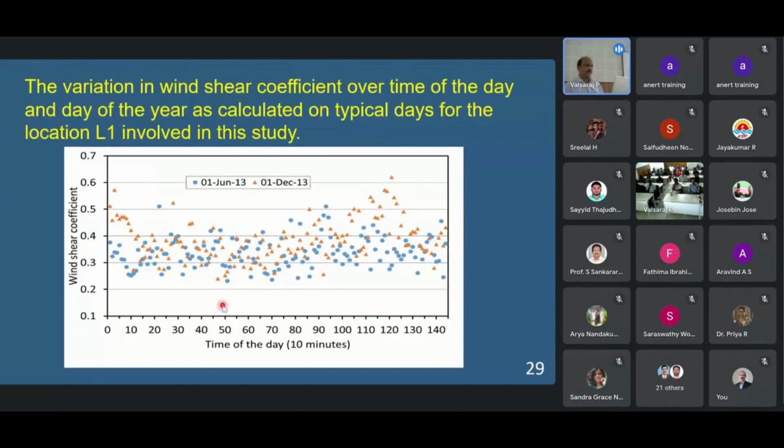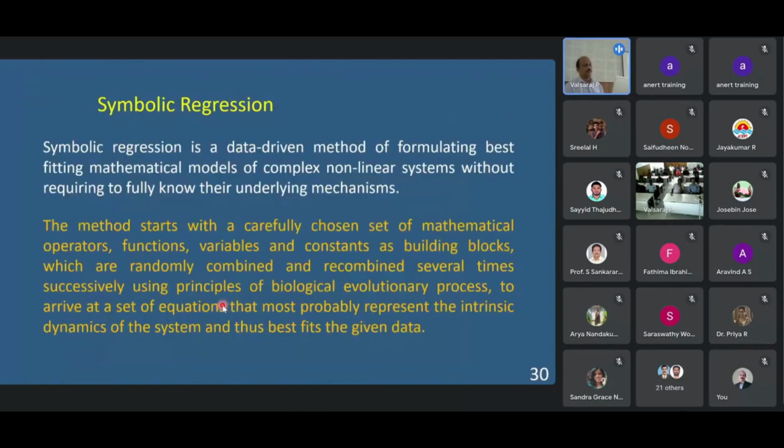In my study, I have plotted the wind shear coefficient for the same location. It varies on a time of the day basis and also on a day of the year basis. So the wind shear coefficient is not exactly constant. That also causes errors. Now symbolic regression, how it works.